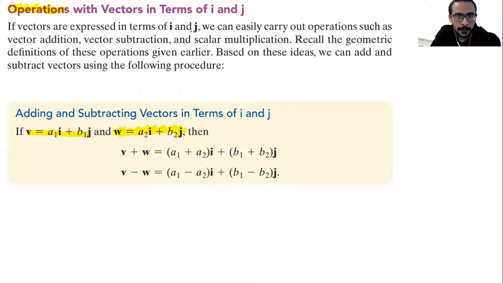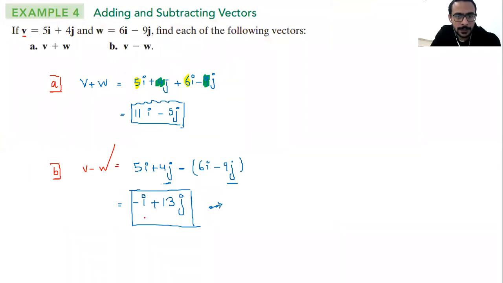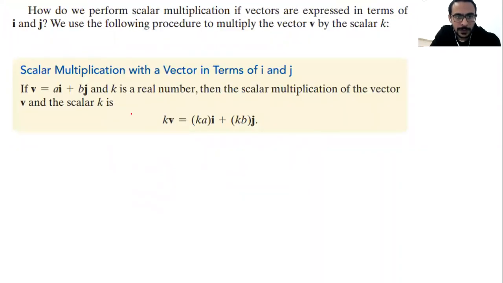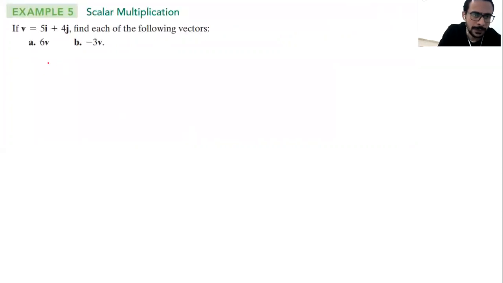Okay, operations with the vectors. We did the addition and subtraction between two vectors. And now we start the scalar multiplication with the vector in terms of i and j. We just multiply this scalar k by the first a and b. For example, example 5, if v equals 5i plus 4j.